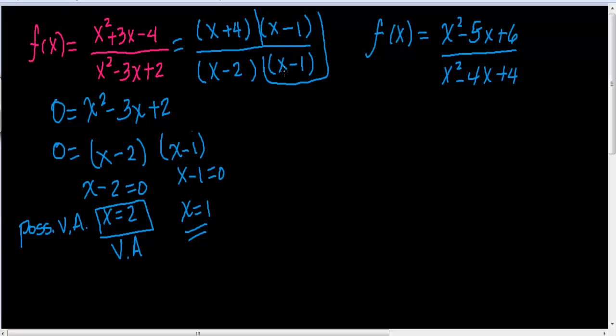I could cancel these out. Be careful if you do that. If you do that, make sure to write that x cannot be equal to 1. I like to leave it there because that way I don't forget about them, okay? We're going to do an example where we can just cancel them out and you get the same thing, okay? But for now, let's just leave it as it is.